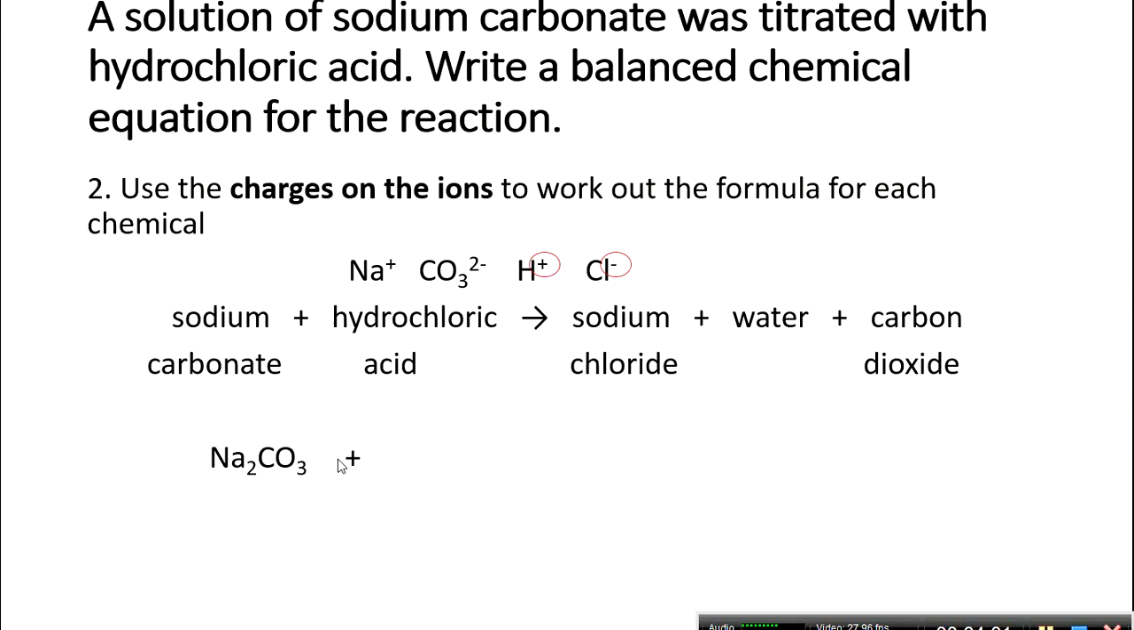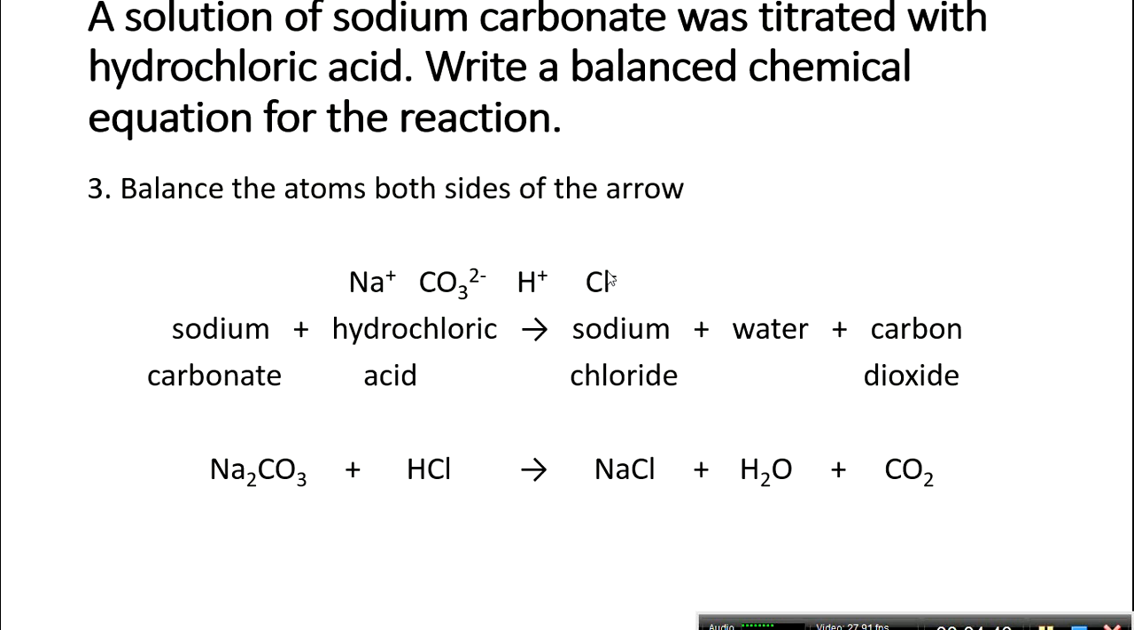Hydrochloric acid then, the hydrogen has got a 1 plus charge, the chloride has got a 1 minus charge, so they already balance. So we can just combine the 2 of them together so the charges cancel out. The sodium chloride, the sodium ion has got a 1 plus charge, the chloride ion's got a 1 minus charge, so they will cancel out in a 1-to-1 ratio, so NaCl. Then hopefully by now you know that water's got a formula of H2O and carbon dioxide of CO2.